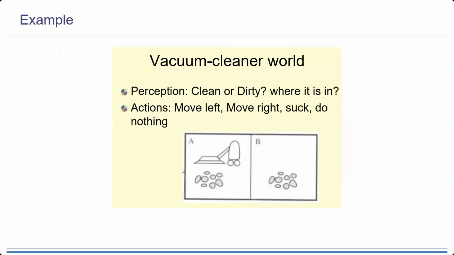So let's get back to the vacuum cleaner. For the vacuum cleaner, we have the perception. The big questions are: clean or dirty, and where. Clean or dirty, and where. So the actions can be move left, move right, stop, and do nothing. These are the simple actions.